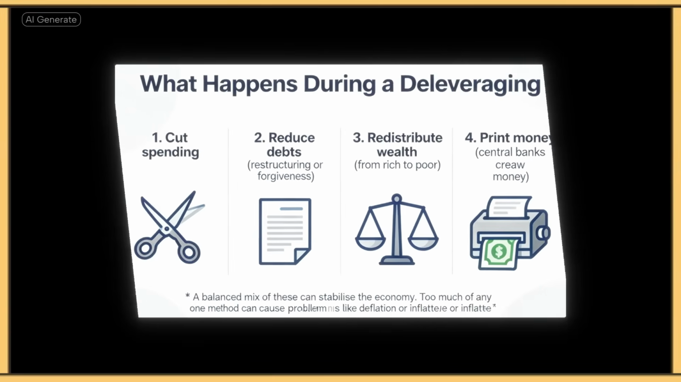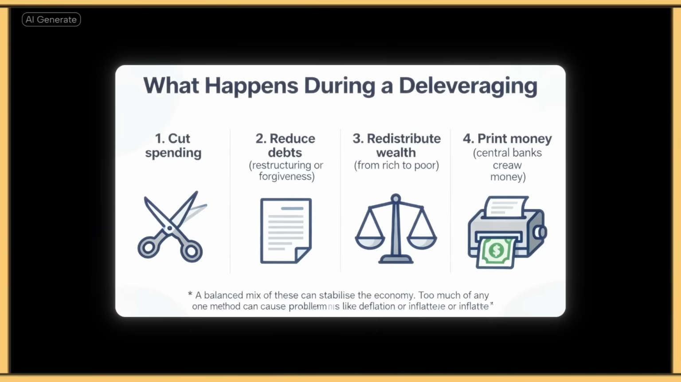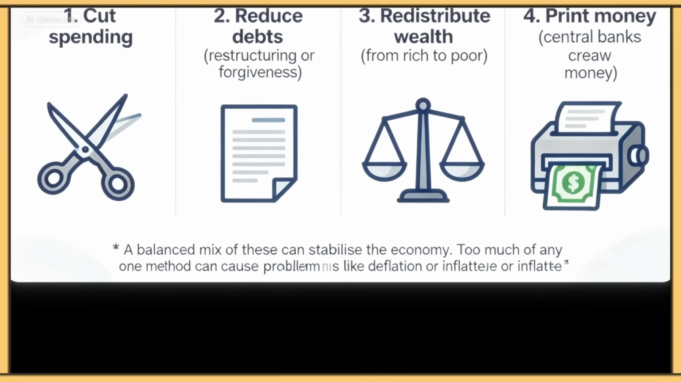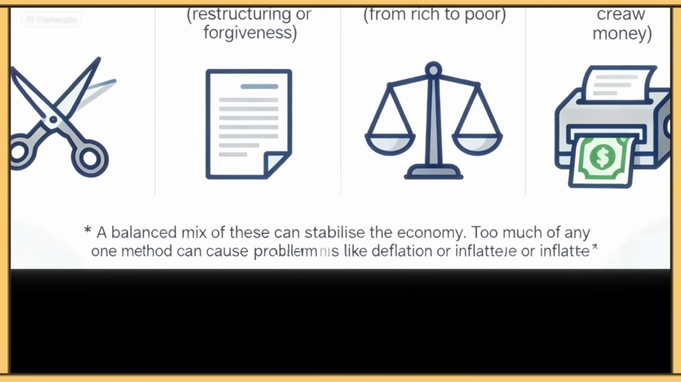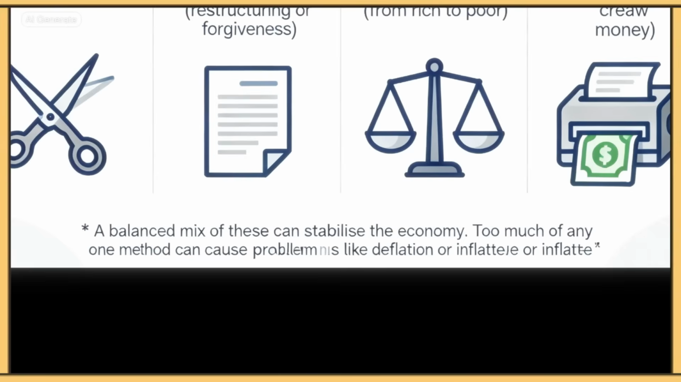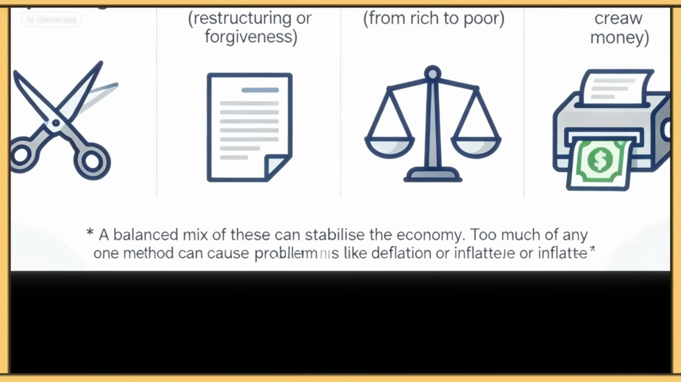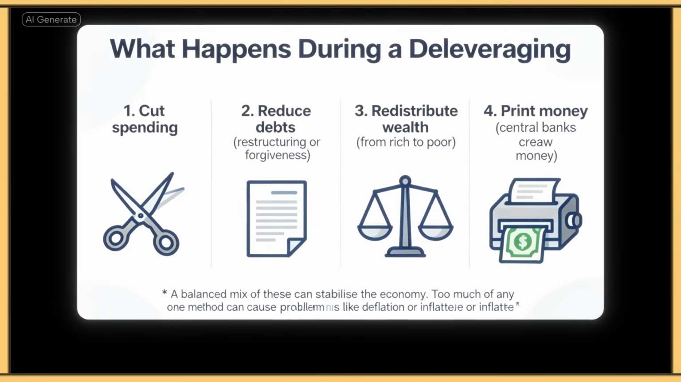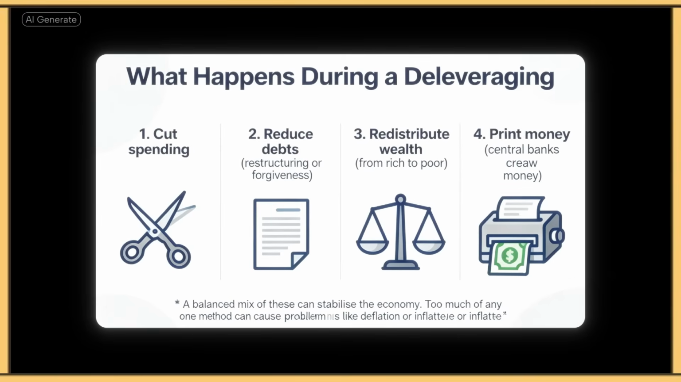7. What happens? During a deleveraging, when debt becomes unmanageable, there are only 4 ways to deal with it. 1. Cut spending. 2. Reduce debts, restructuring or forgiveness. 3. Redistribute wealth from rich to poor. 4. Print money. Central banks create new money. A balanced mix of these can stabilize the economy. Too much of any one method can cause problems like deflation or inflation. Countries that handle deleveraging carefully recover faster. Those that don't face long periods of pain.